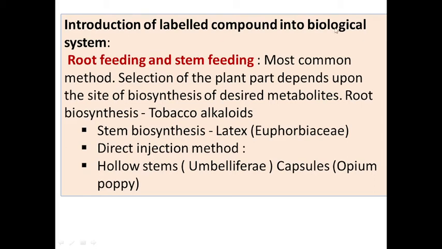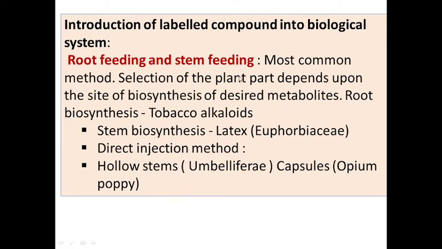The direct injection method is used for those plants which have hollow stems. For example, plants which come under the umbelliferae family, such as fennel and coriander. In that case the direct injection method is used. The radioisotope is injected directly, or in the case of opium capsules, the direct injection method is also used for feeding.